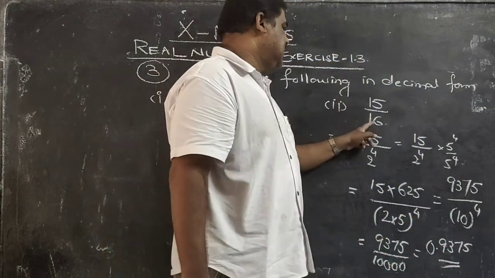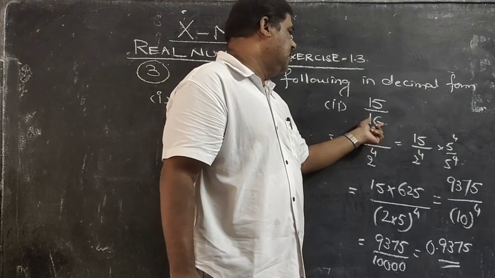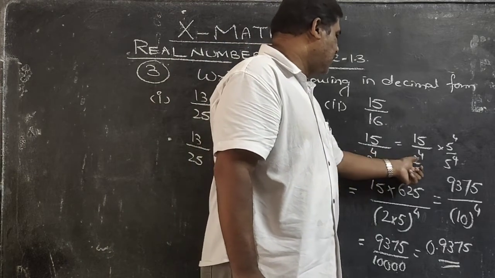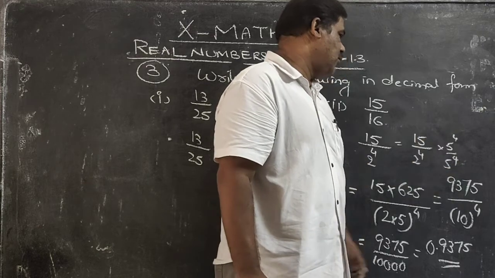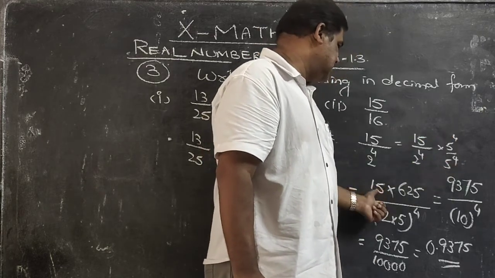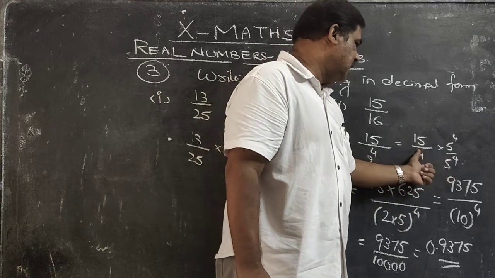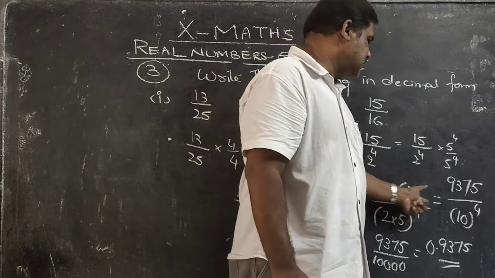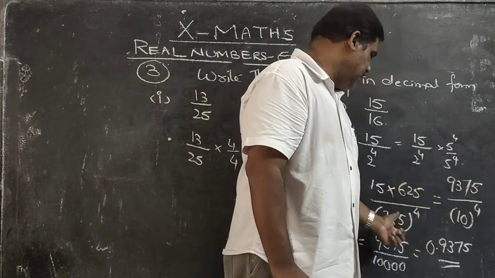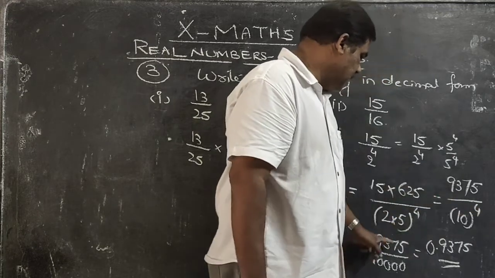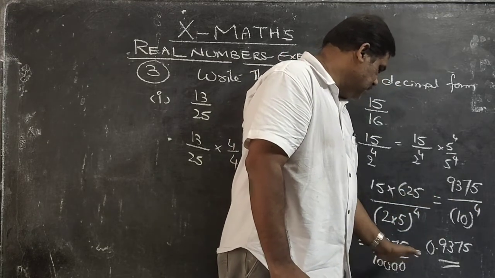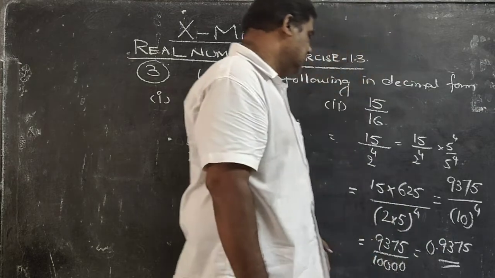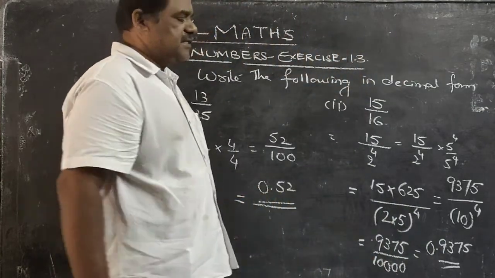So 15 by 16, let us make the denominator a multiple of 10. 16 is 2 to the power 4. 2 into 5 is 10. So for 2 to the power 4 you have to multiply and divide by 5 to the power 4. Here 15 into 5 to the power 4 is 625, so 15 into 625 is 9375. Here 2 and 5 both have the same power, so 2 into 5 whole to the power 4, that is 10 to the power 4. If the denominator contains 4 zeros, in the numerator you have to keep the point after 4 digits from the left side. So the answer is 0.9375.